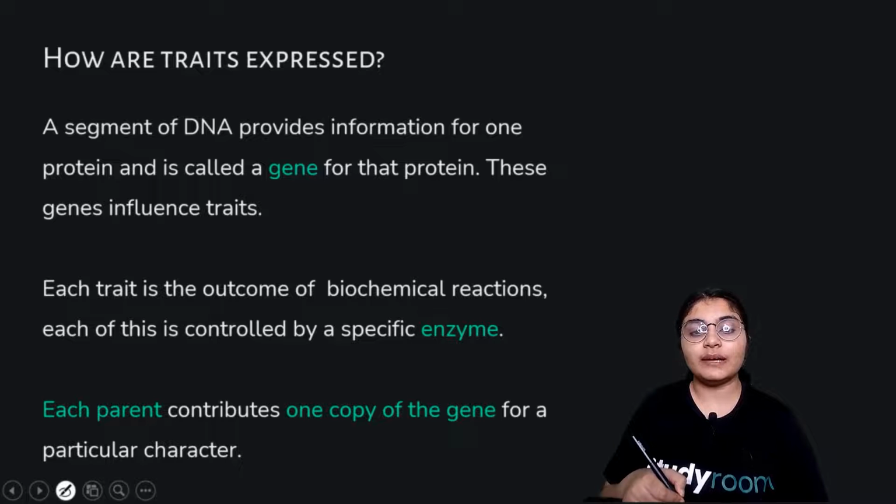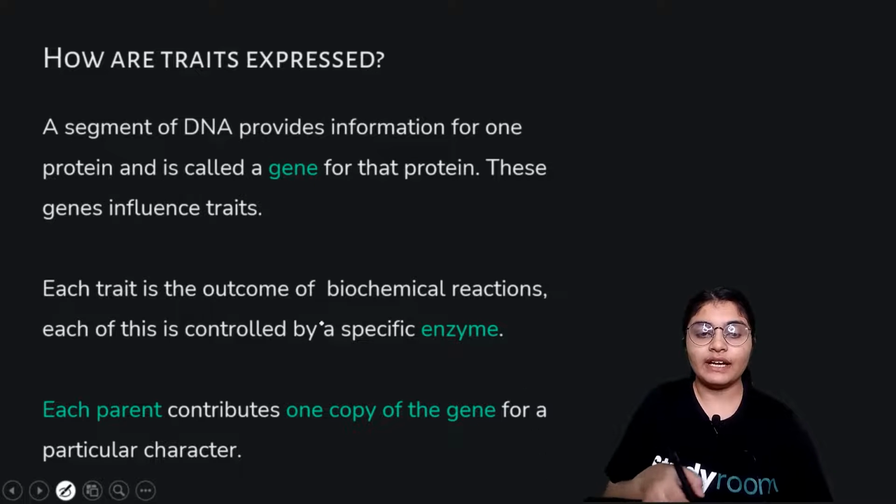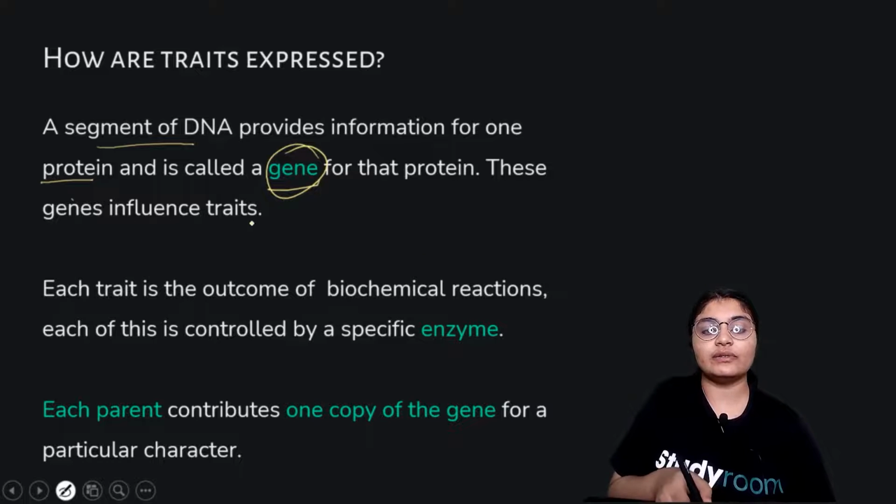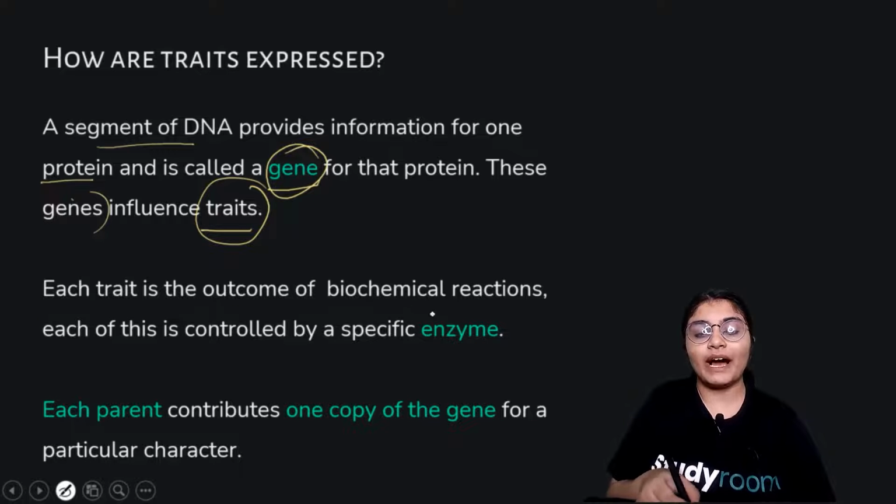A segment of DNA provides information for one protein and is called a gene for that protein, right? So there are proteins, and the DNA produces these proteins, and the information is stored in a gene, okay? And these genes influence the traits, as we saw before, that the traits are actually resulting due to the genes, okay? So each trait is the outcome of biochemical reactions. Each of these is controlled by a specific enzyme, okay? So these traits are basically the result of biochemical reactions which are controlled by enzymes.